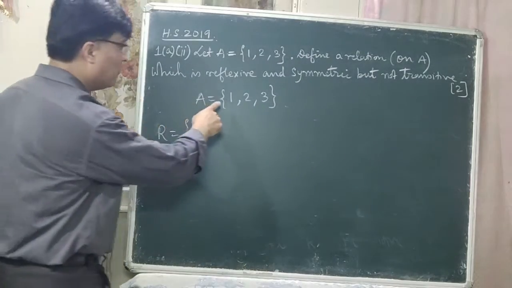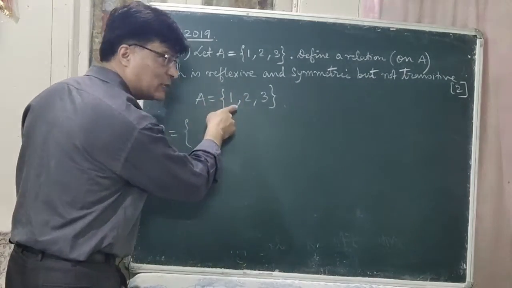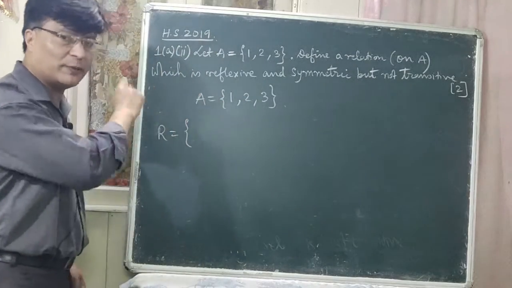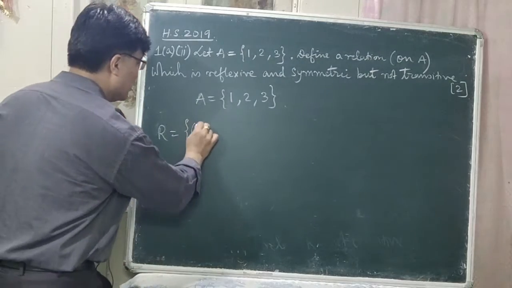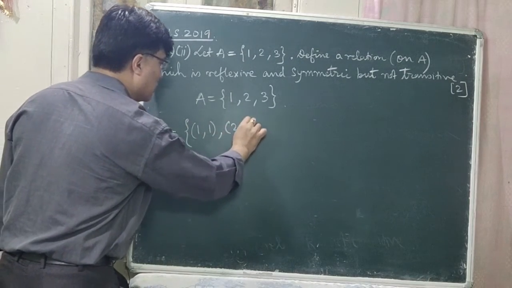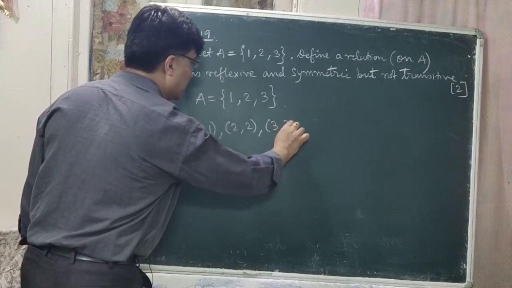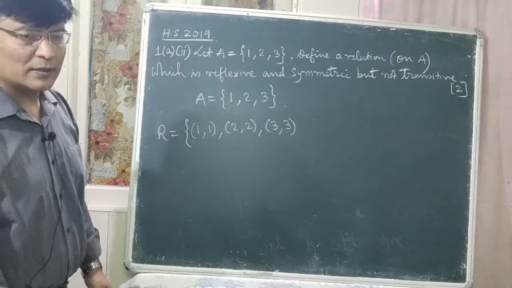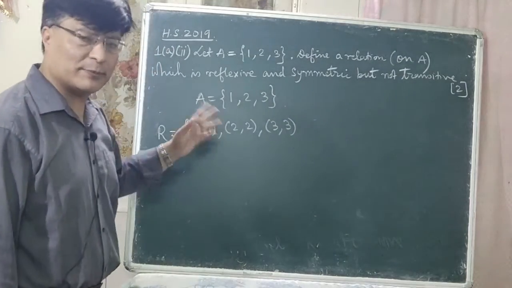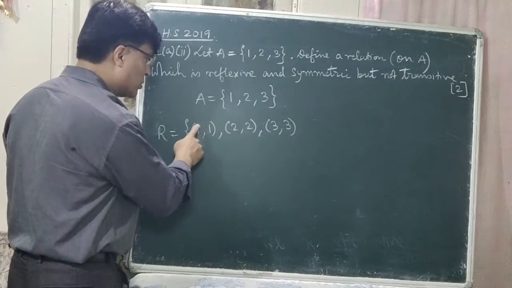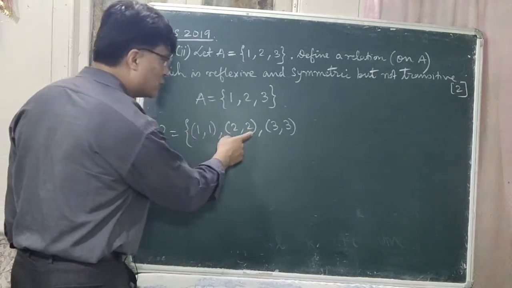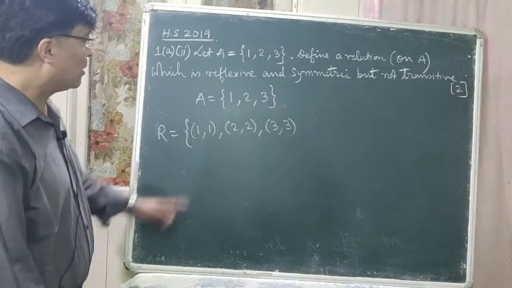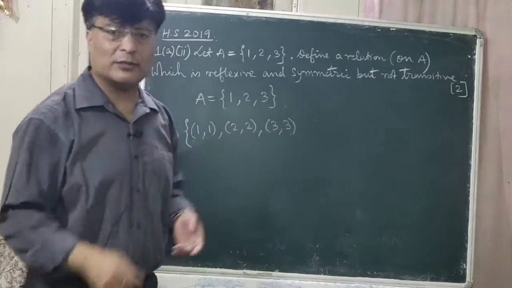Reflexive means 1 is related to 1, 2 is related to 2, 3 is related to 3. That means there should be (1,1), (2,2), (3,3). If you write only these 3, it is reflexive and it will be symmetric also. (1,1) is there, (1,1) is also there; (2,2) is there; (3,3) is there. It is symmetric.